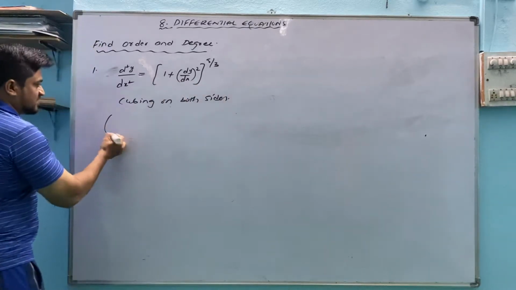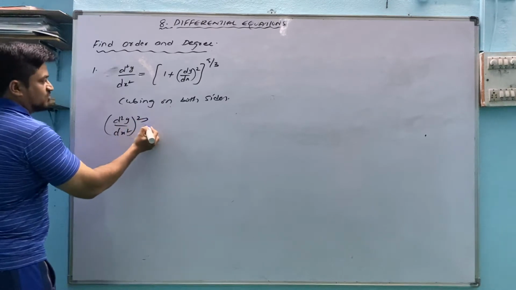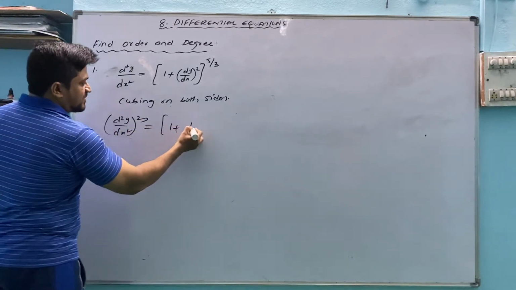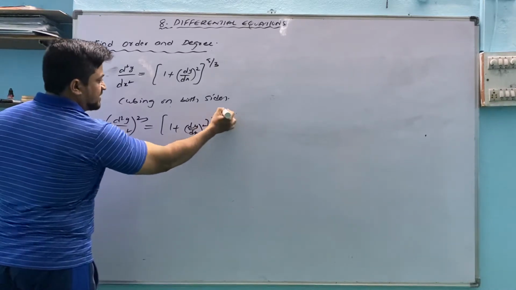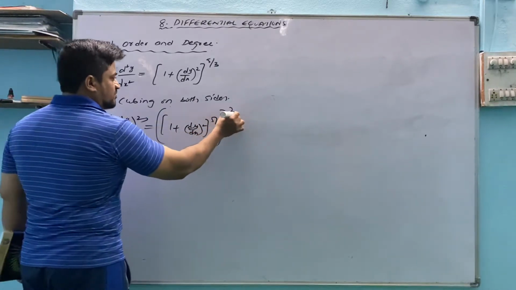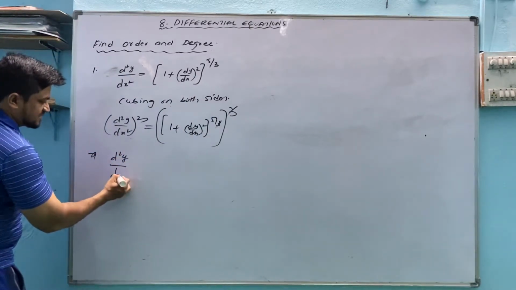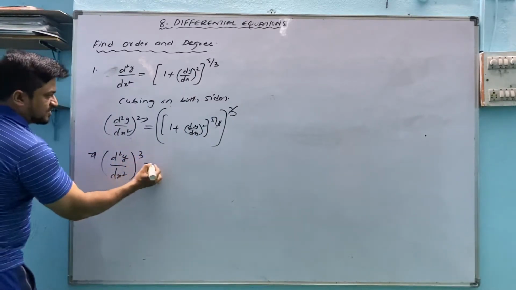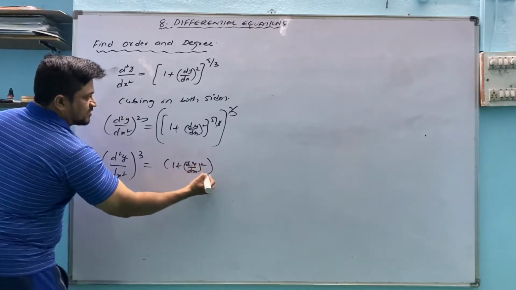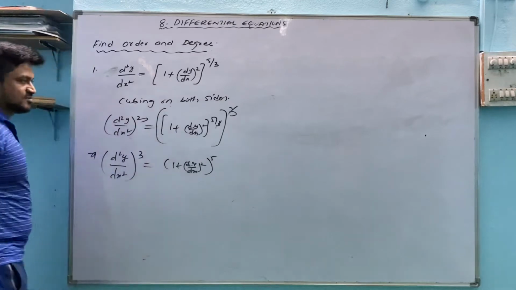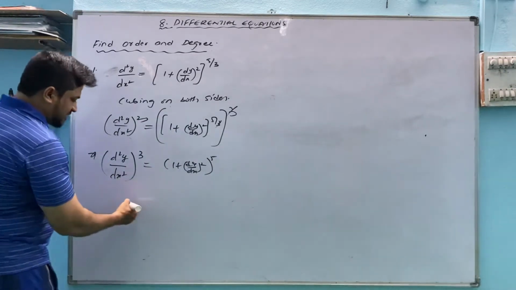So cubing on both sides, here we have (d square y by dx square) cube equals (1 plus (dy by dx) square) whole power 5 by 3 whole cube. This 3 cancelled. Now this is (d square y by dx square) cube equal to (1 plus (dy by dx) square) whole power 5. Now what do we have? We don't have fractions now. We have to check the order here.